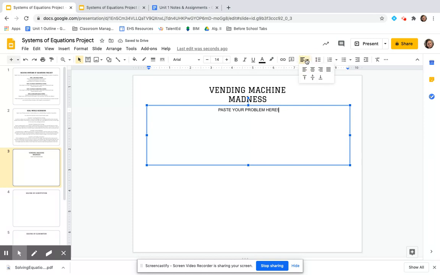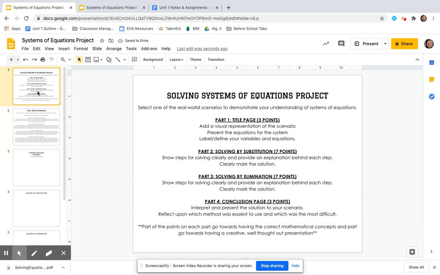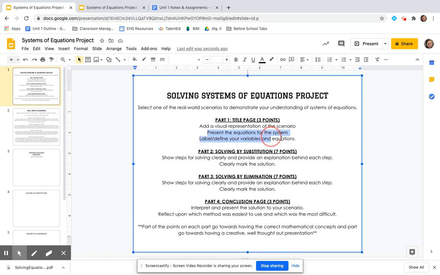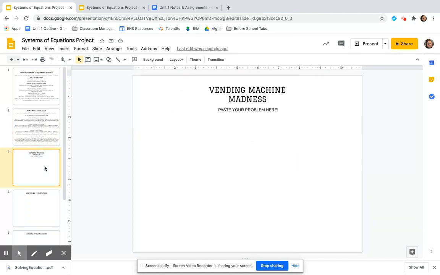If you want to know how to do that, it's where underneath there's like 4 lines, you can go left, center, right, and you can also decide if you want it to be at the top, in the middle, or on the bottom. Okay. Then this is also where you need to tell me what your equations are and label and define your variables. Okay. Here's what the title page for mine looks like.